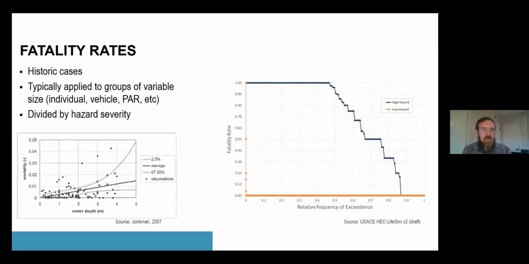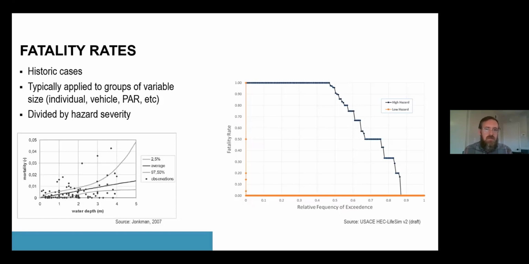And then the last piece of the consequence model is application of the fatality rate. So here's a couple examples, the lower left from Jonkman's dissertation, on the right from HEC-LifeSim. Both of these and others are based on historic documented cases of fatalities, and it's applied typically to a group, or in the case of LifeSim down to the individual level or the evacuating group. But it could be applied on the scale of the entire population at risk as well.